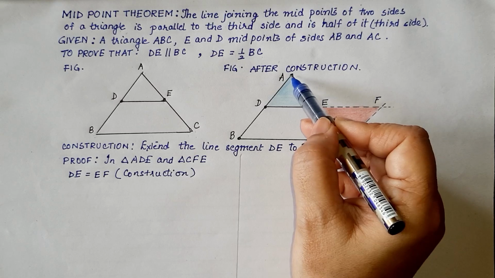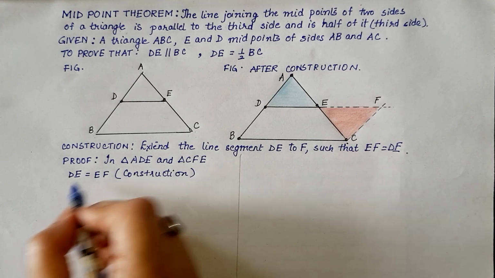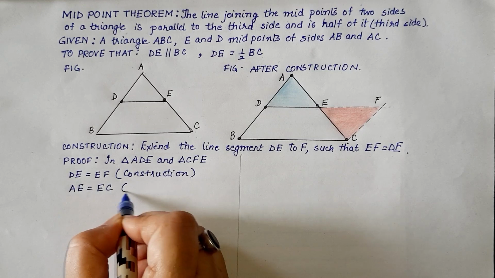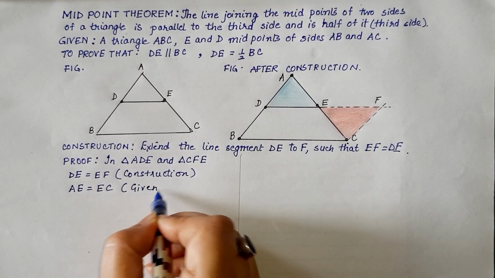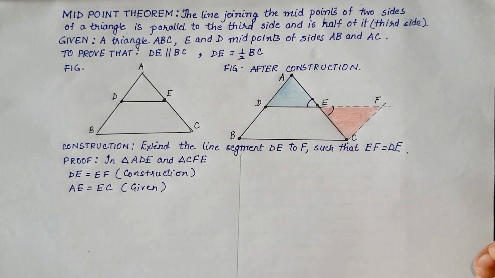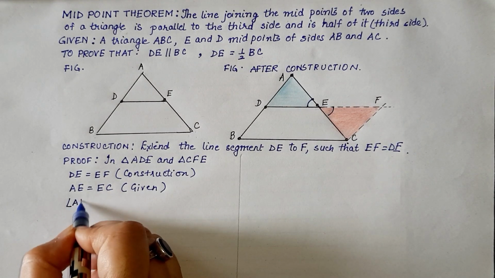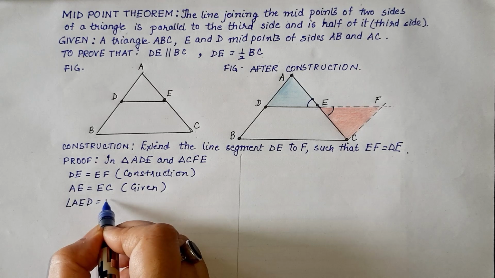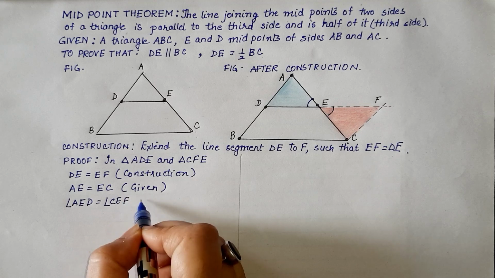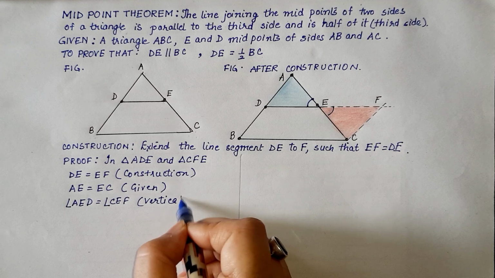Then we also know that AE is equal to EC because E is the midpoint. So AE is equal to EC, and this fact we know because it is given to us, right? And we are already familiar with the property of vertically opposite angles. So therefore angle AED is equal to angle CEF. Why? Because they are vertically opposite angles.